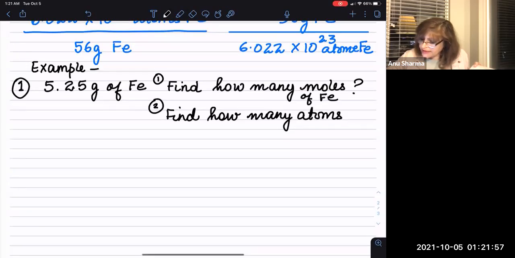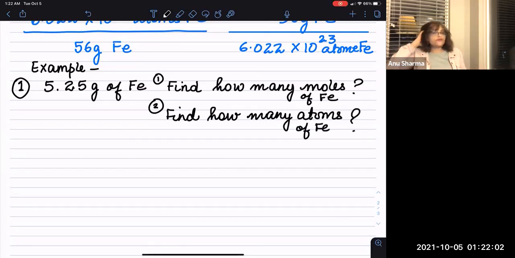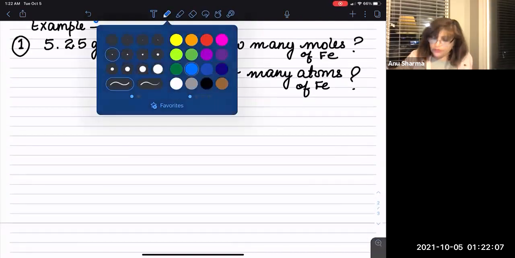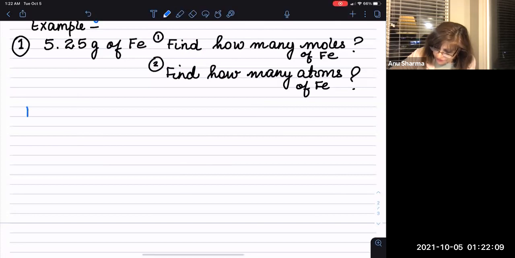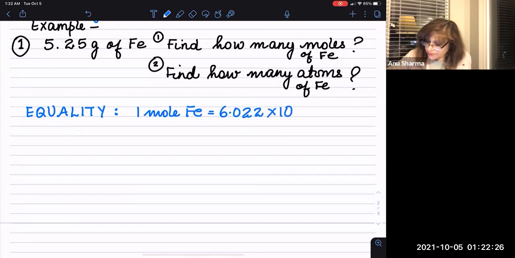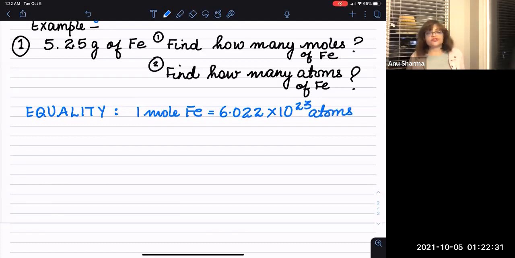And here, how many atoms of iron are present in 5.25 grams of iron? So what are you going to write here? First of all, you're going to write down the equality. So the equality is that we know that 1 mole of iron is equal to 6.022 into 10 to the power 23 atoms. So that is one relationship.